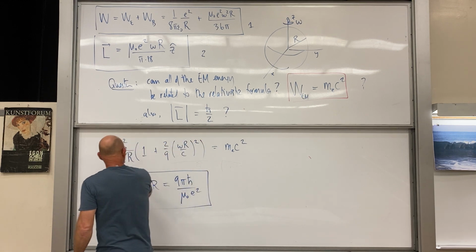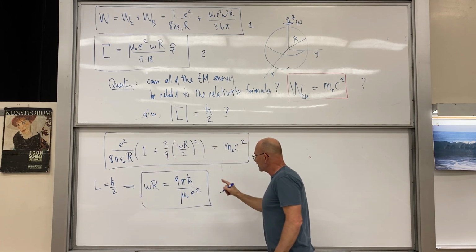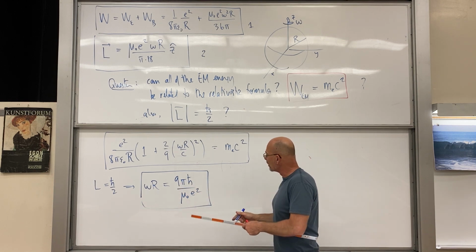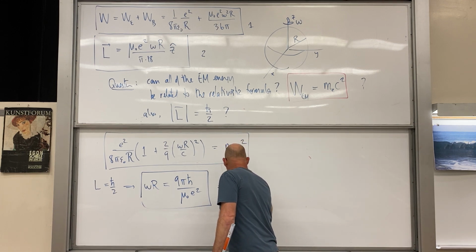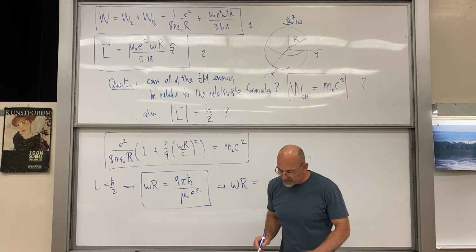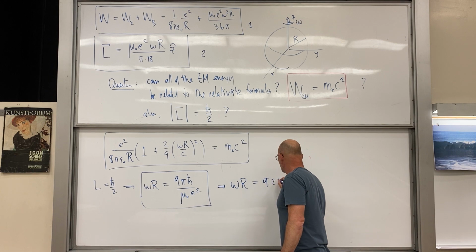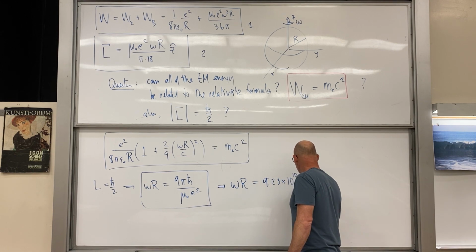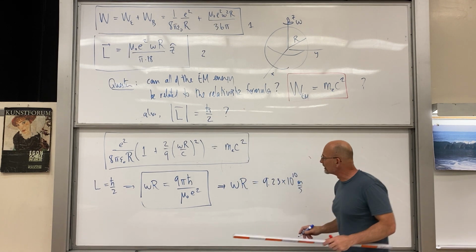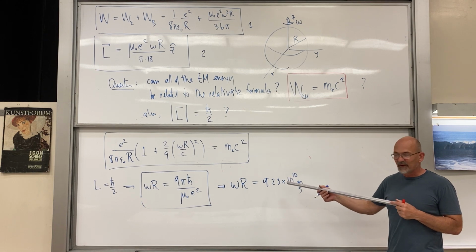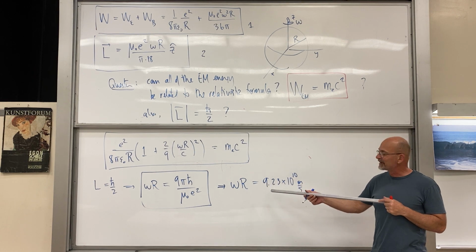So those are our two results, or two equations. This one allows us to solve for omega r, because on the right side are all just natural constants and numbers. Plug it in, you get omega r is equal to a pretty enormous number, 9.23 times 10 to the 10 meters per second, an enormous number. In particular, 10 to the 8 meters per second is the speed of light. This is 300 plus times the speed of light.